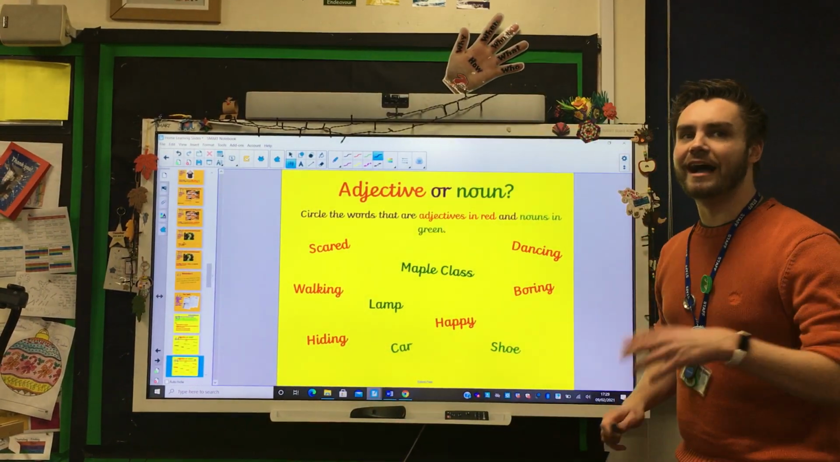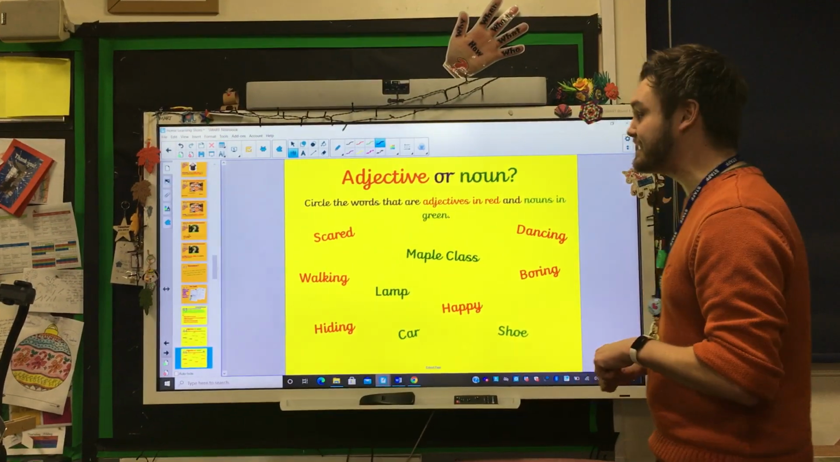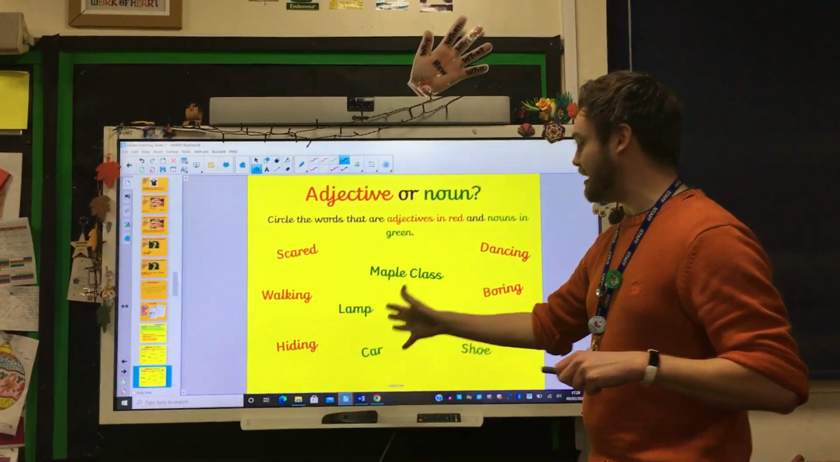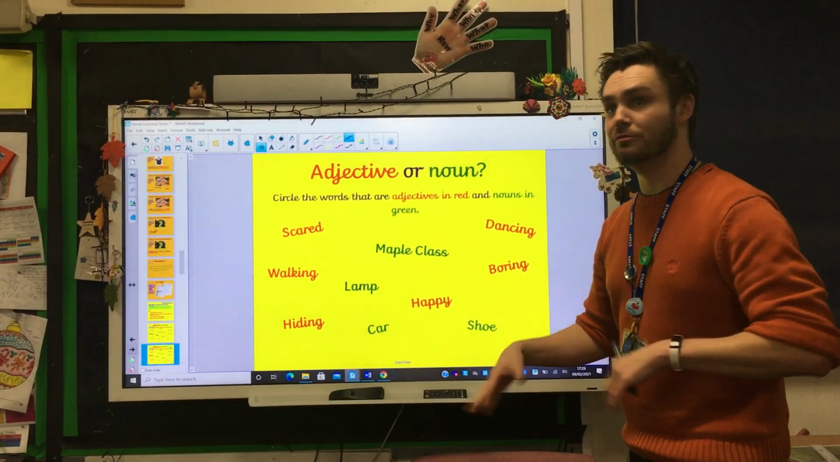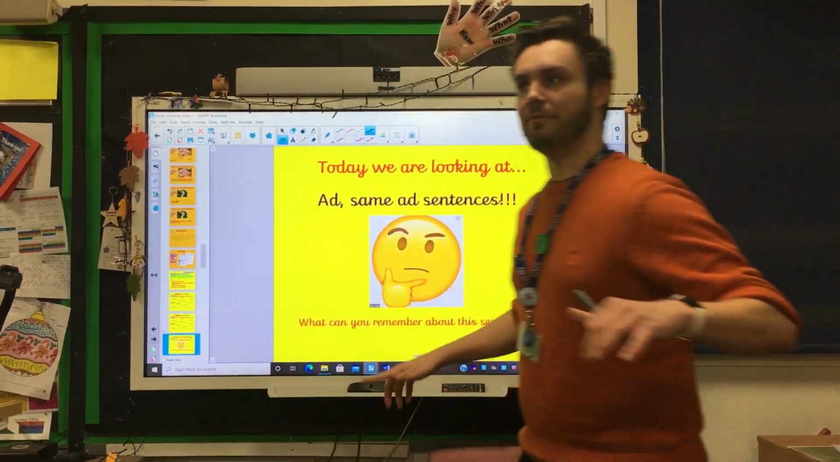Here we go. So our adjectives today are scared, walking, hiding, happy, boring and dancing. Our nouns are maple class, lamp, car and shoe. Well done if you got them right. Hopefully we'll get to play a game with a little bit somewhere else soon.